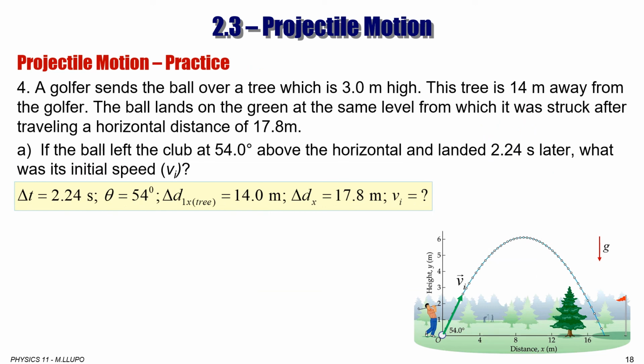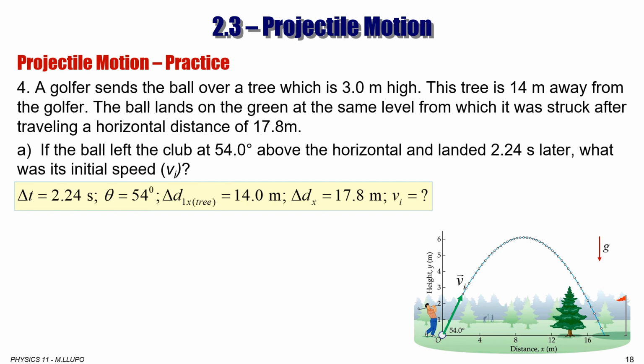This is the last practice problem for this lesson. A golfer sent a ball over a tree which is 3 meters high. This tree is 14 meters away from the golfer. The ball lands on a green at the same level from which it was struck after traveling a horizontal distance of 17.8 meters. If the ball left the club at 54 degrees above horizontal and landed 2.24 seconds later, what was its initial velocity? Now we have delta t equal to 2.24 seconds.